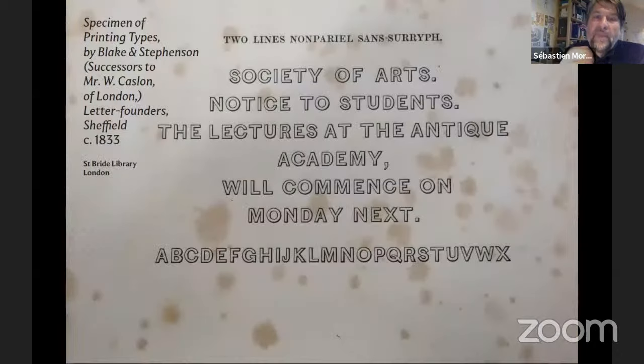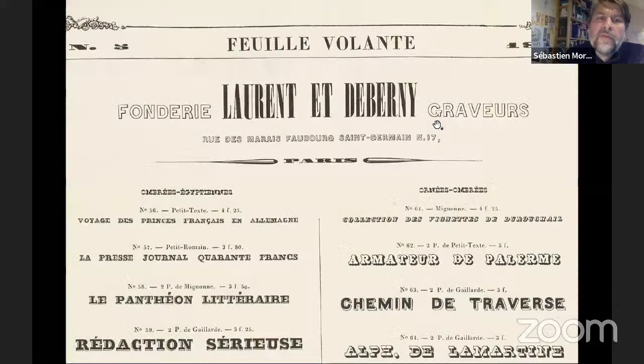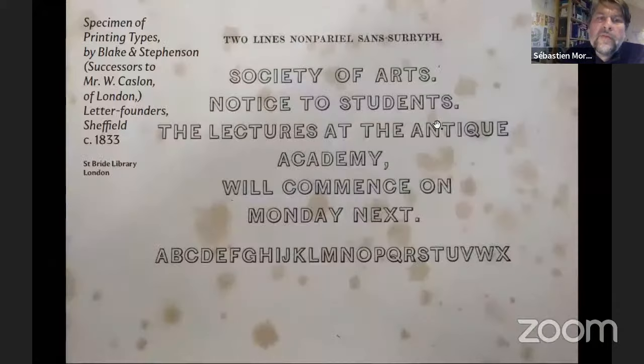And so far, the earliest outline sans serif, or sans serif as it is named here, may come from Blake and Stephenson in Sheffield around 1833, but there are other examples in specimens from Figgins and later from Fourgeaud. But this one seems to me the closest match. If you look at the design of the G, for instance, like this one, because if you look at the other examples, these are quite different.